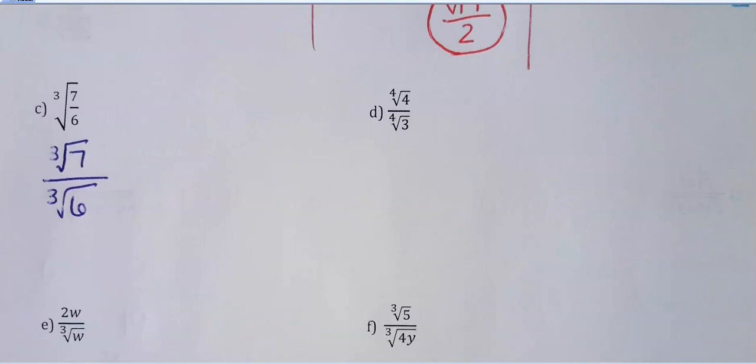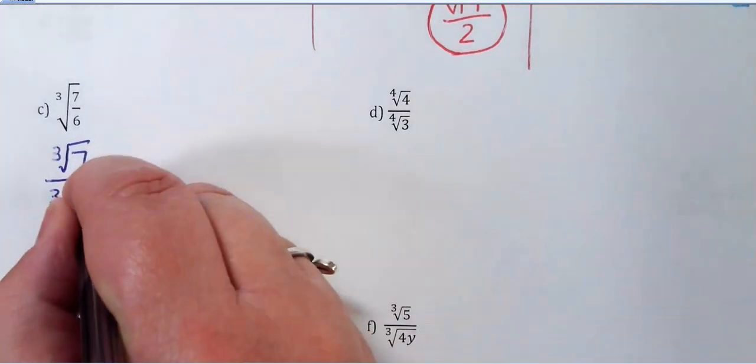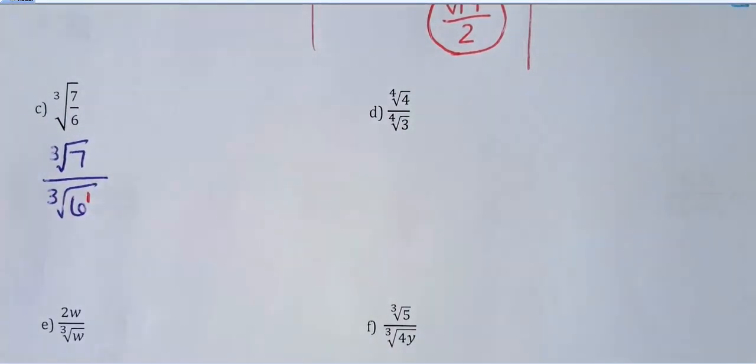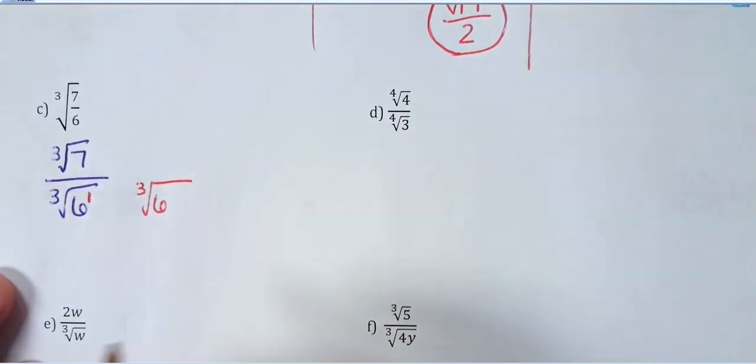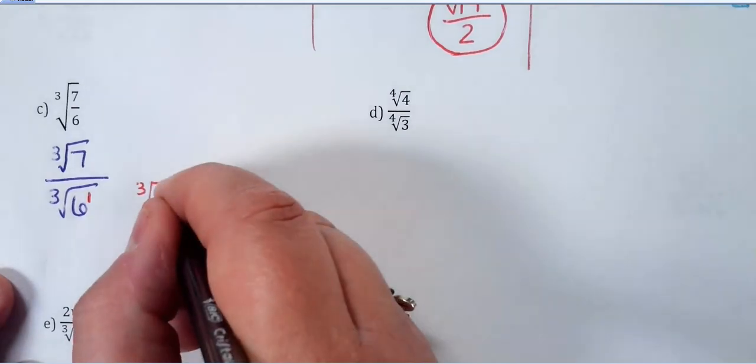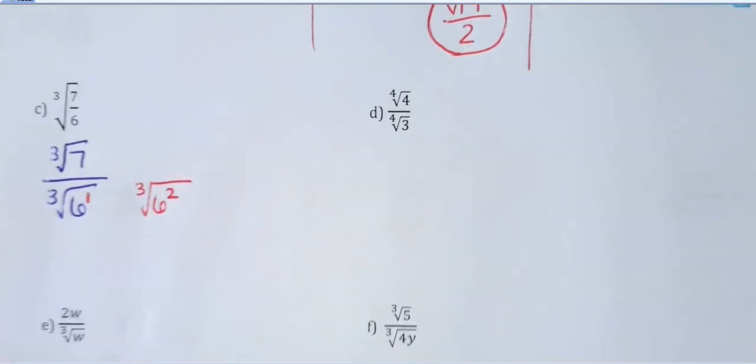Okay, now the easiest way I can tell you to do this is to kind of think about the 6 there like it's a variable almost, and I'm going to write that as 6 to the first power. Okay, what I want to do here is I need to get a perfect cube. If the exponent on that is 1, what I want to multiply by is to try to get an exponent that's divisible by 3. So I would multiply that by 6 squared.